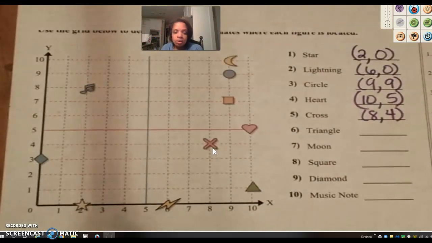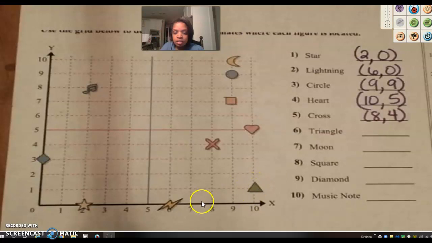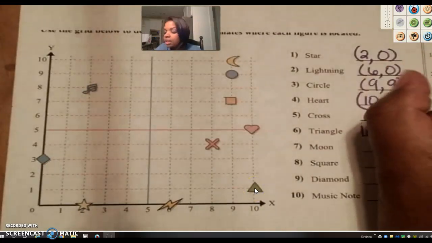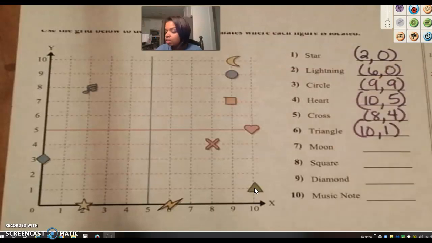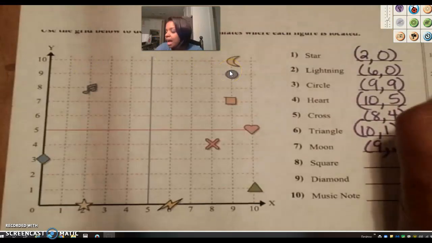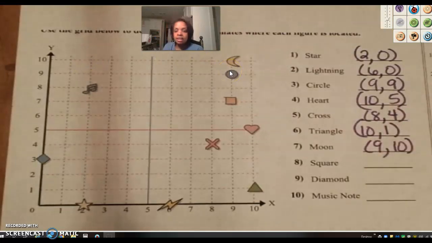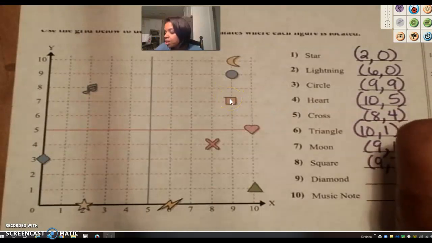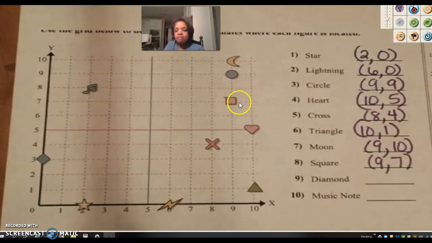All right, the triangle. The triangle is here. It's at 10 on that x-axis, and up 1. So 10, 1 is that ordered pair. Okay, the next is the moon. Again, I can see that it's under 9, so 9 is on the x-axis. And then it's up 10 on the y-axis. So 9, 10. All right, for the square, it is also over 9, but it is up 7. So 9, 7. There's the 7 on the y-axis.